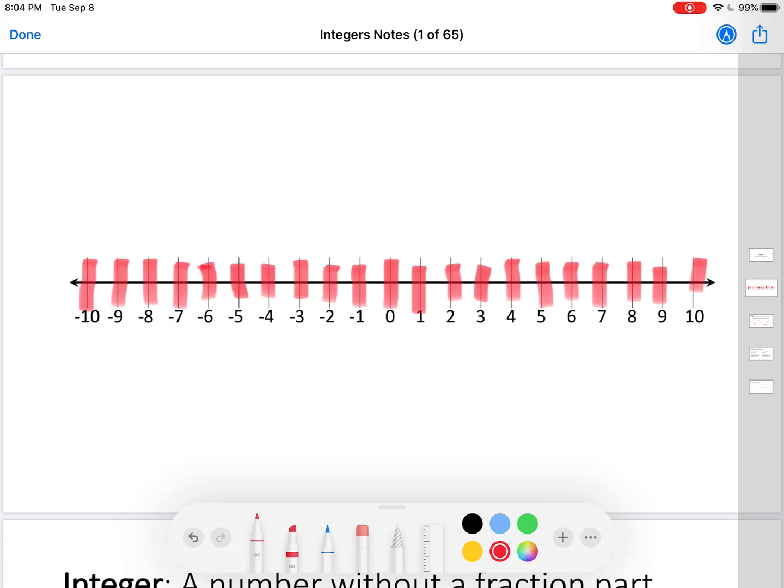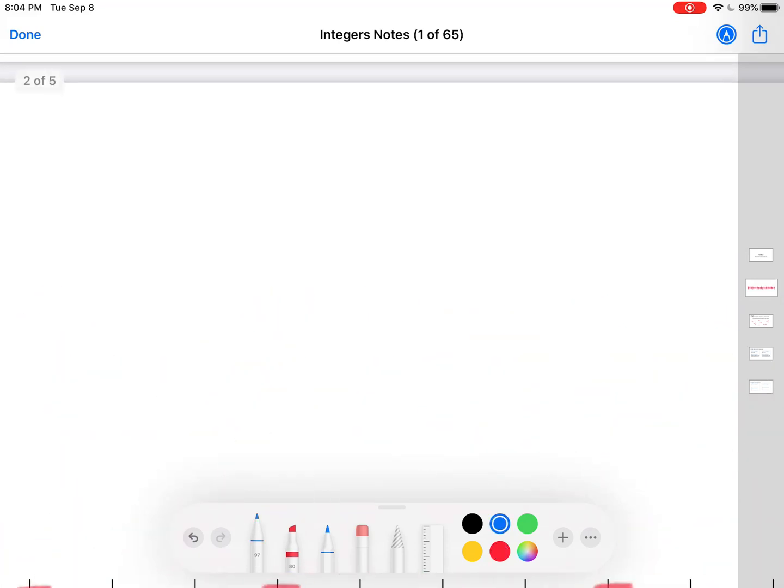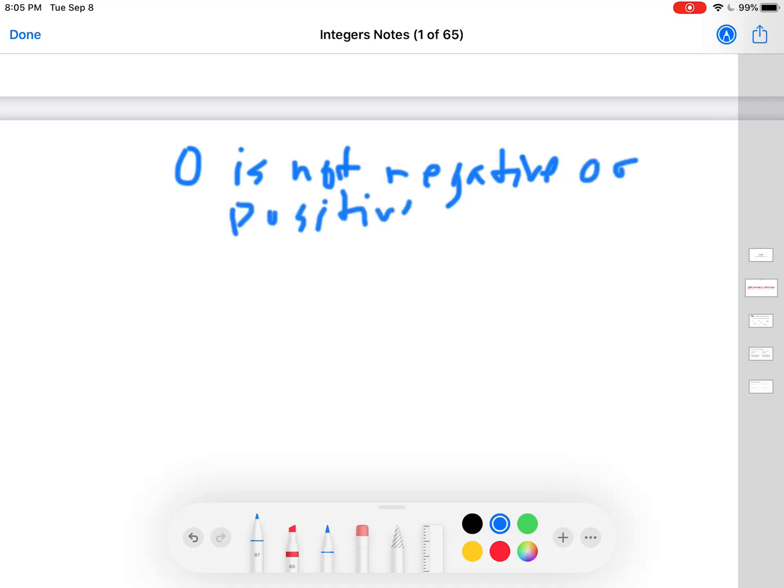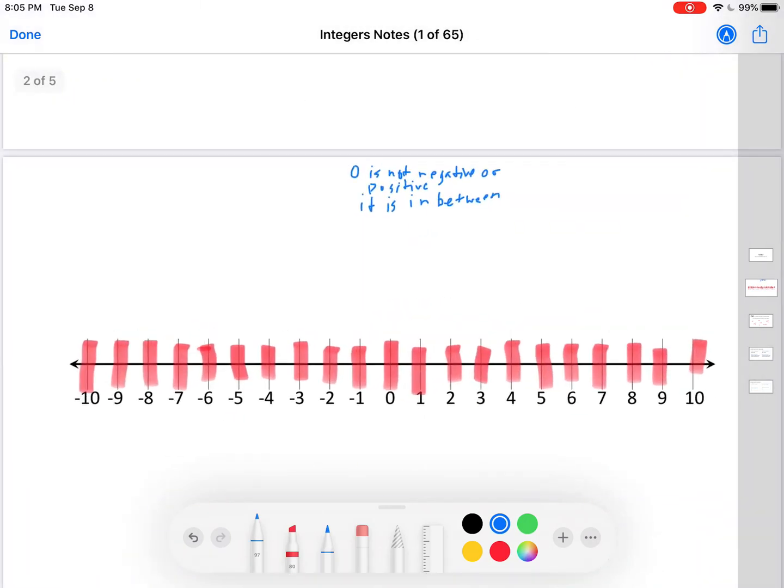0, by the way, is neither negative nor positive. It is in between. 0 is not negative or positive. It is in between. But all of those are integers.